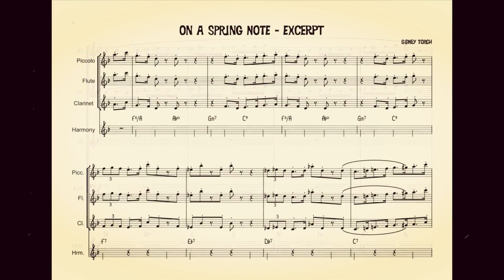And now an example from Sidney Torch's On a Spring Note. The flutes, oboes and clarinets work together to play the melody in octaves. Dead simple. Take a listen.